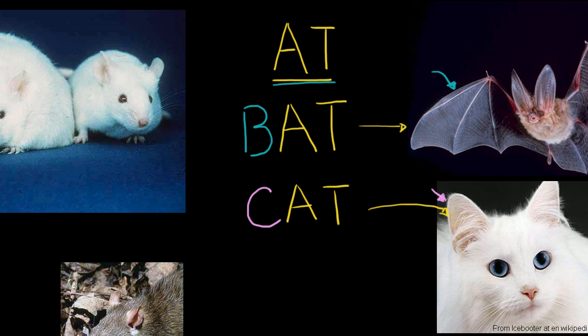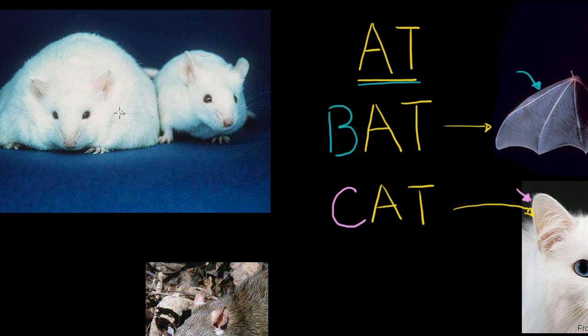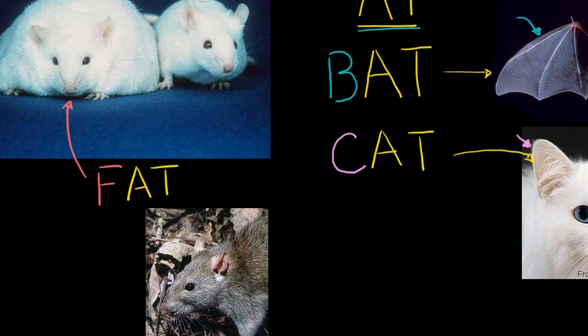Now, why do I have this picture right over here? Because one of these two mice is fat, and fat is another at word. So once again, this mouse right over here is fat. F, at. F goes at, fat. This mouse right here is fat. This one isn't so fat. At, fat.